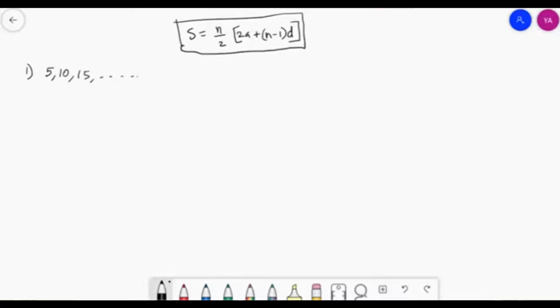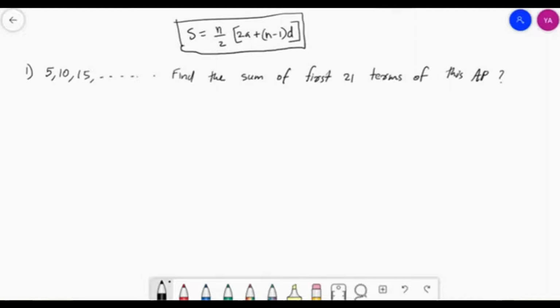We want to find the sum of the first 21 terms of this AP. Okay, very simple question. So how can we do it? Which terms do we need to find the sum? We need n, we need a, we need d. If you get the first term, common difference, and the number of terms, we can find the sum.